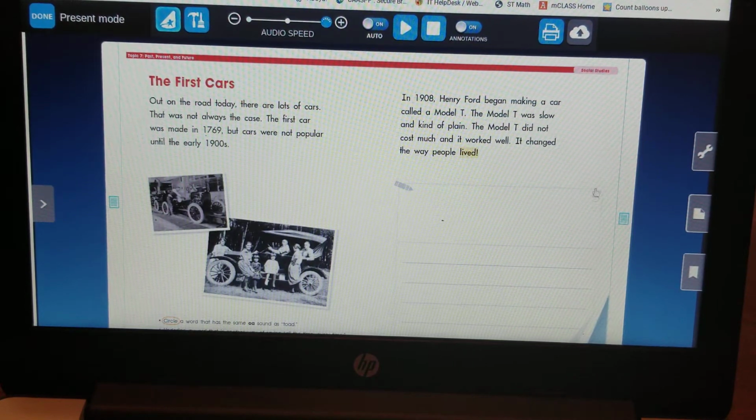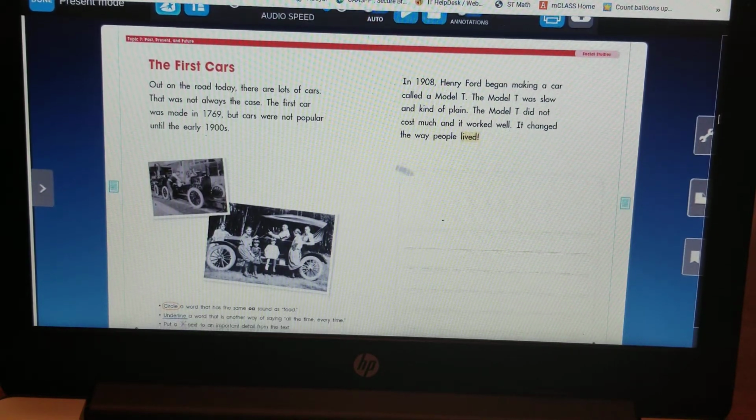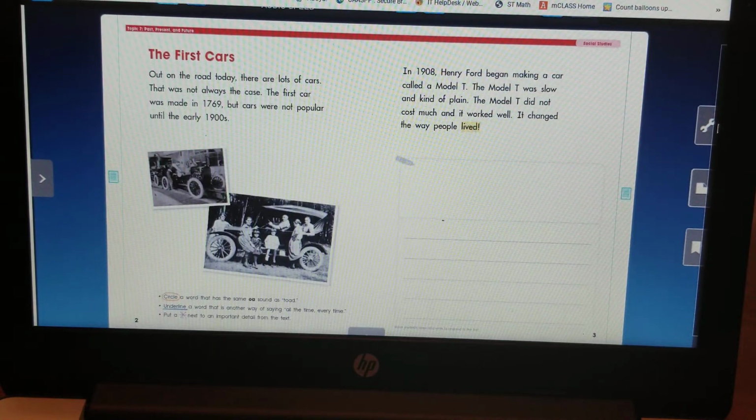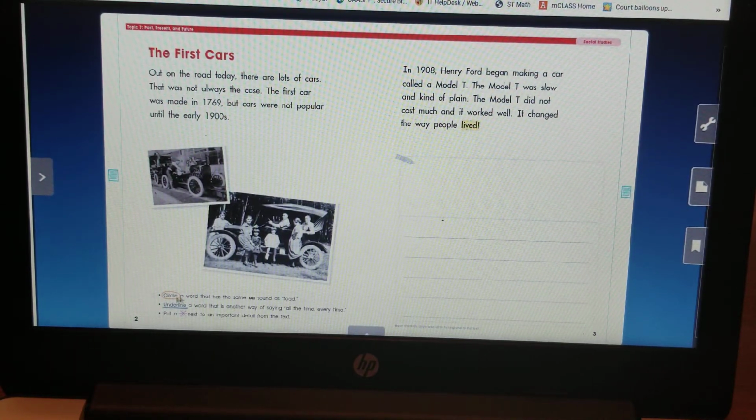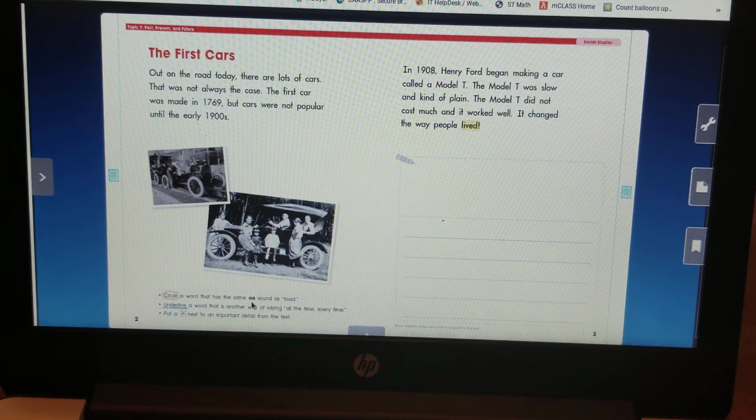Okay, let's get ready to do what we see at the bottom of our page. And I know some of you like to read it yourself, but let's make sure we're doing it correctly. With your pencil or crayon or whatever you have, we're going to circle a word that has the same O sound as toad. And this one is OA, but it might not be OA. The same O sound as toad.